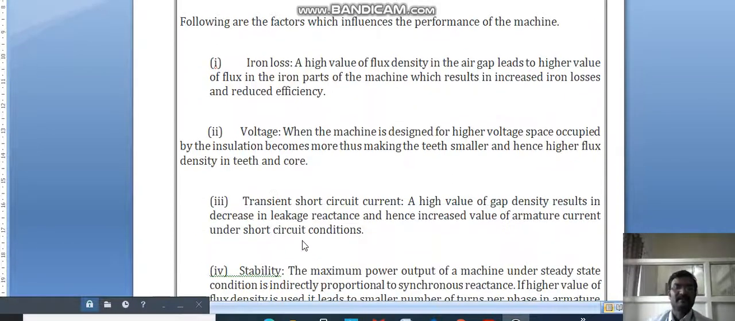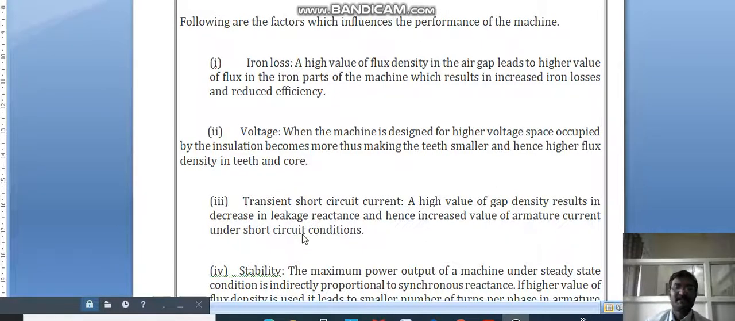Then the transient short circuit current: a higher value of gap density results in a decrease in leakage reactance, and hence an increased value of armature current under short circuit condition. So the leakage reactance value will be reduced, and hence the armature current under short circuit condition will increase.